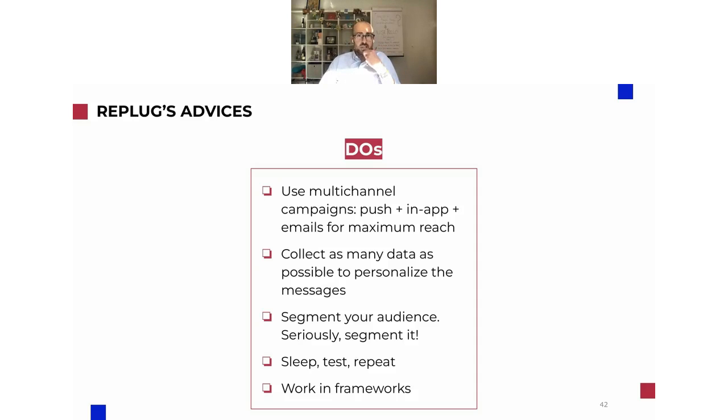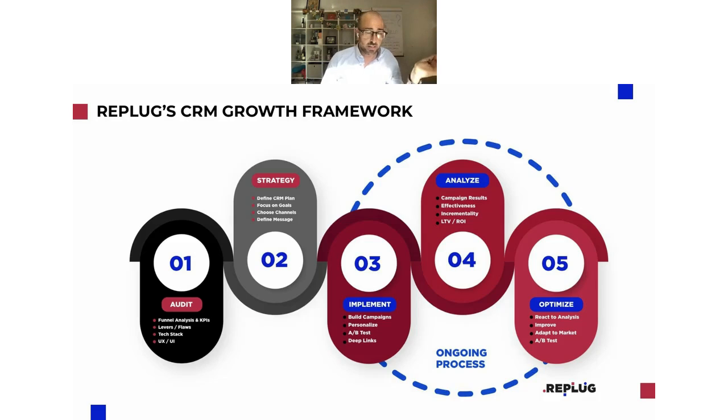And then, of course, as we have seen, segment your audience, but seriously, segment. Don't just shoot in the crowd with your users. Send specific messages, send messages that are personalized. Of course, it's very important to test and repeat, because you need to test everything. And last point is to work in a framework. What does it mean? Only if we work in a framework will we be able to optimize our activities and get the best out of it.